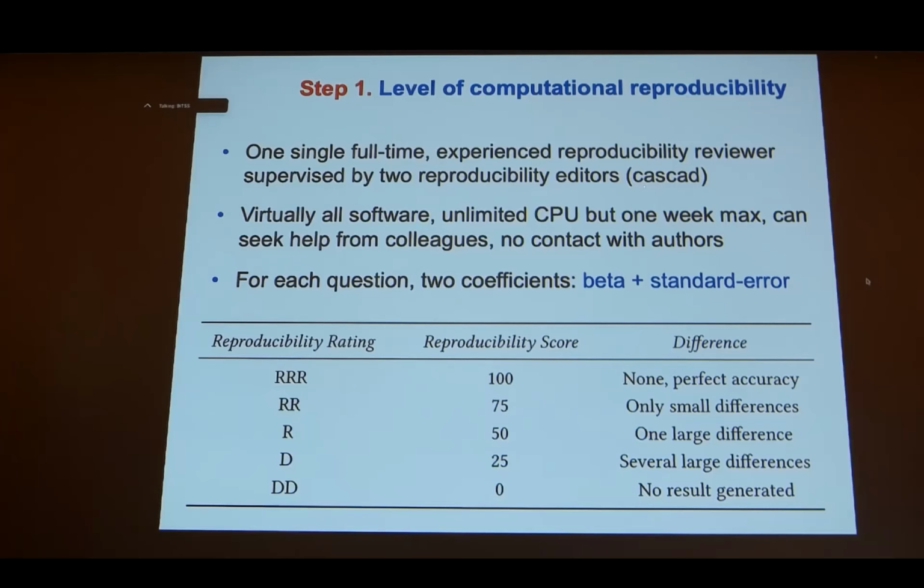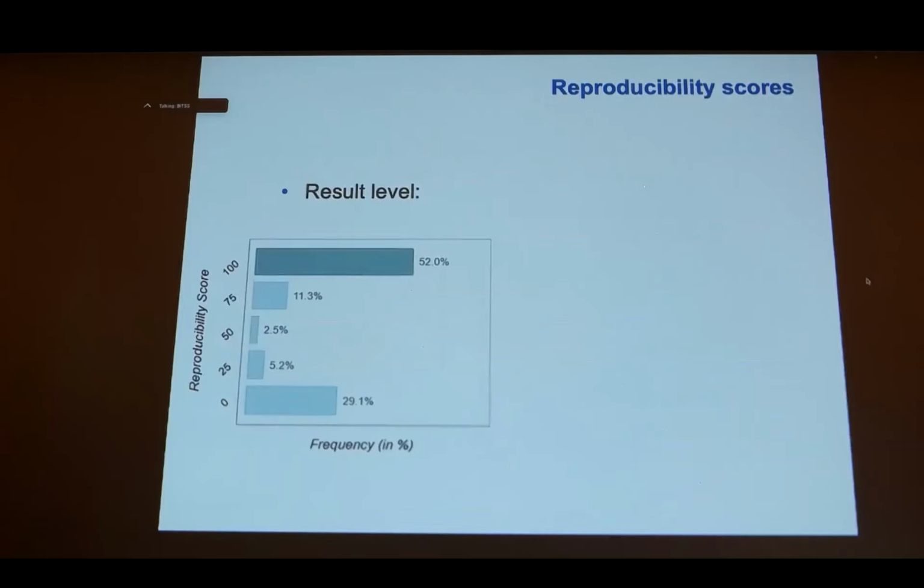And then for each result, we produce a so-called reproducibility score, which goes from 0 to 100. When we have perfect accuracy, it's 100. And if we have only small differences, it's 75. Small differences are at most 10% difference with the original result. One large difference, it drops to 50. Several large differences, 25. And when we are unable to generate any result, the score is 0. And then we have the associated reproducibility rating, with triple R being the best you can think of. Okay. And here is the result.